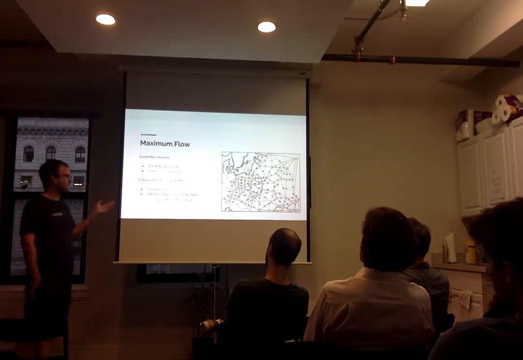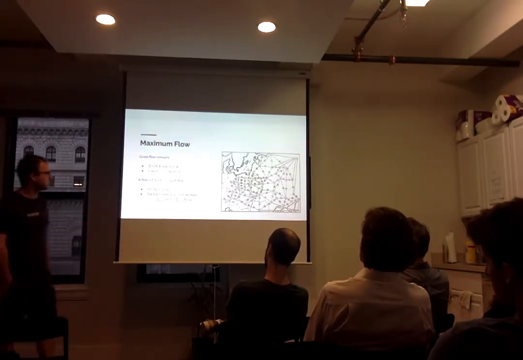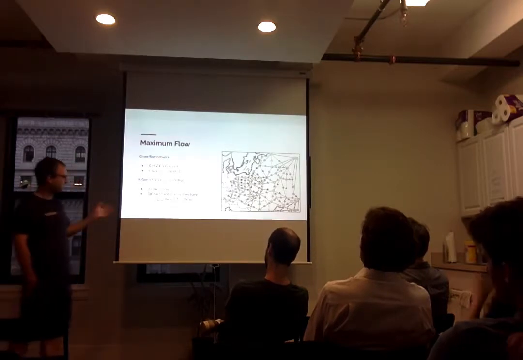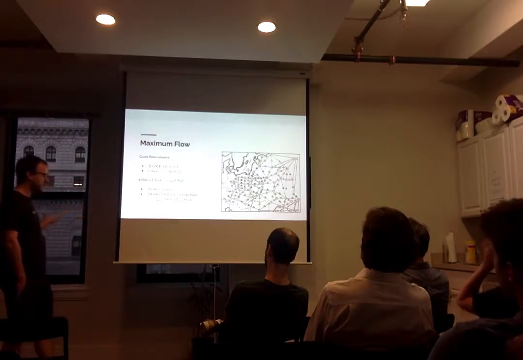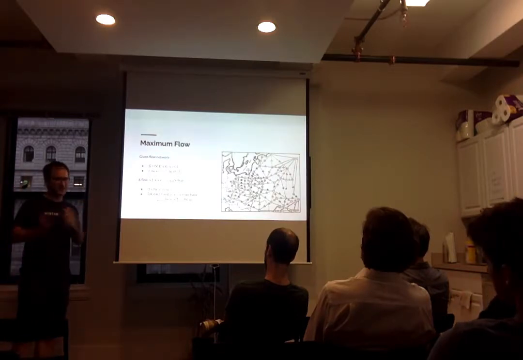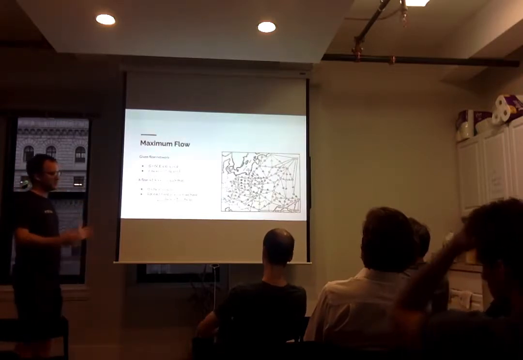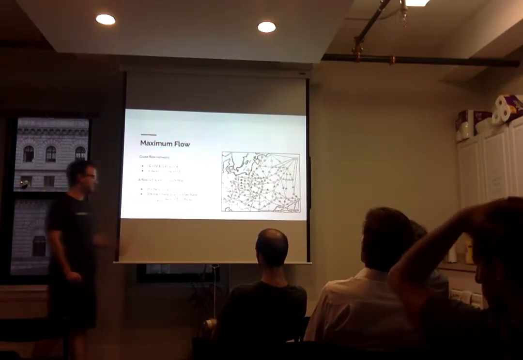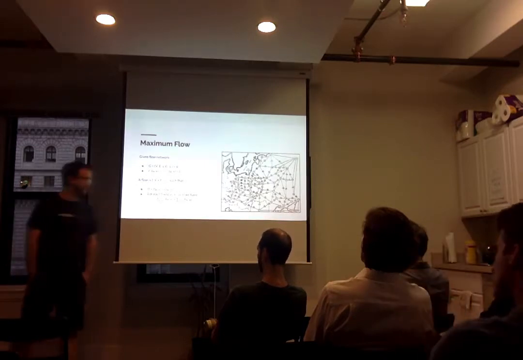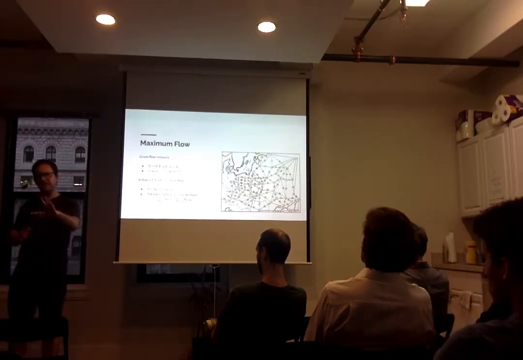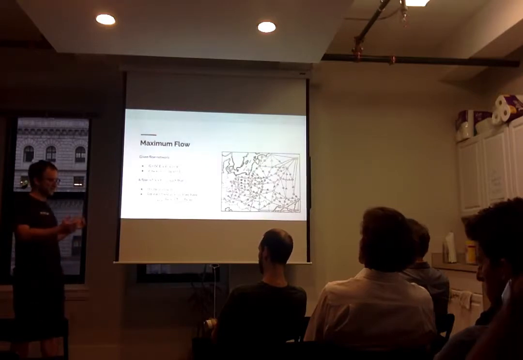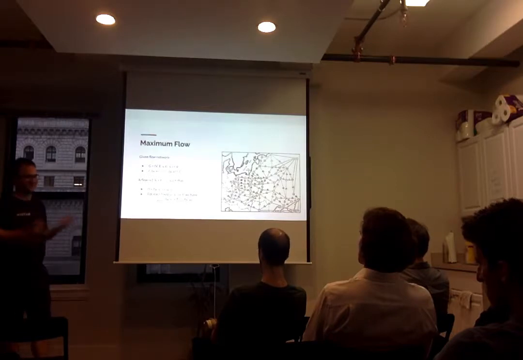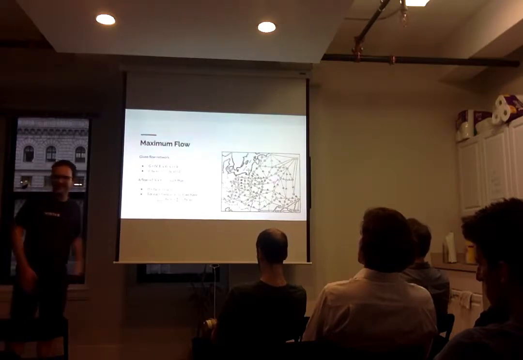And then a flow is just a function that maps pairs of vertices to a number, such that the flow of any pair of vertices has to be greater than or equal to 0 and less than or equal to the capacity of that edge. So you can't push more flow than the capacity of the edge. And secondly, you have flow conservation, which basically says that the amount of flow going out of a vertex has to equal the flow going into the vertex, except for the source and the sink, because they're the source and the sink.